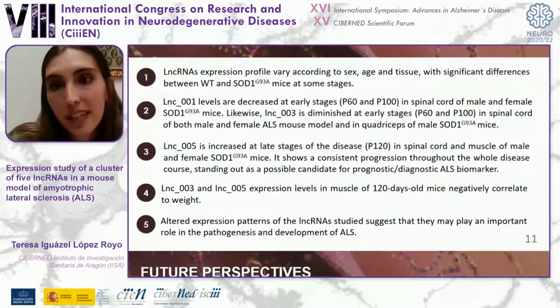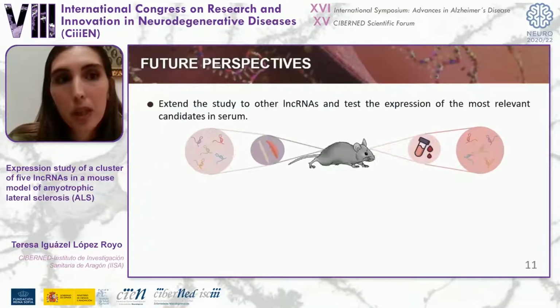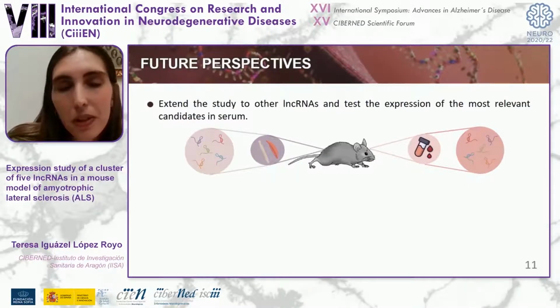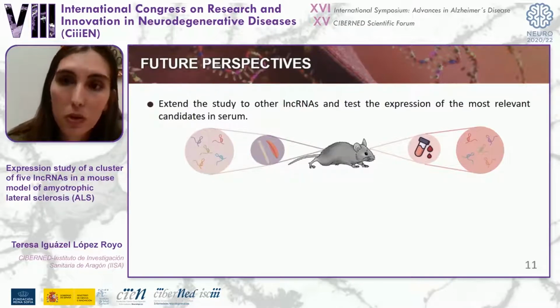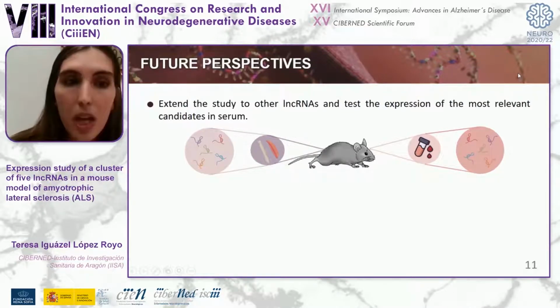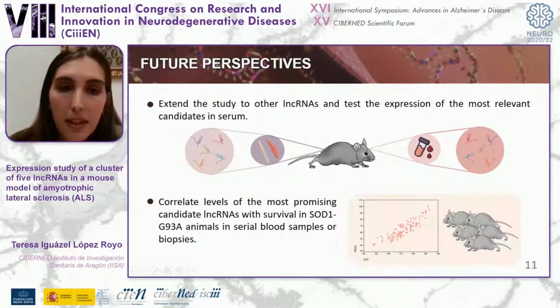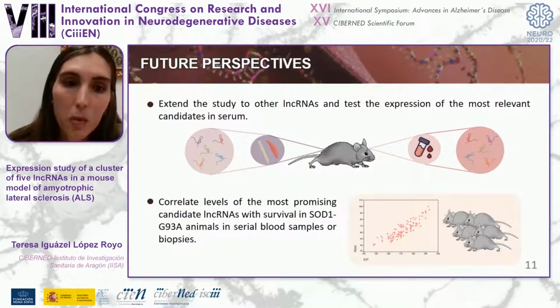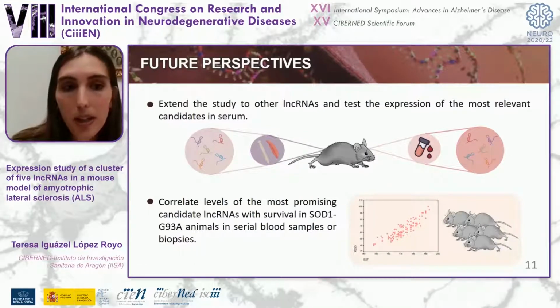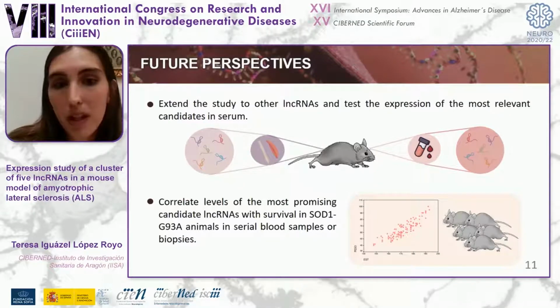What do we want to do next? We want to extend the study to other non-coding RNAs and test the expression of the most relevant candidates in serum. And we would also like to correlate the levels of the most promising candidates with the survival of SOD1 animals in serial blood samples or biopsy.